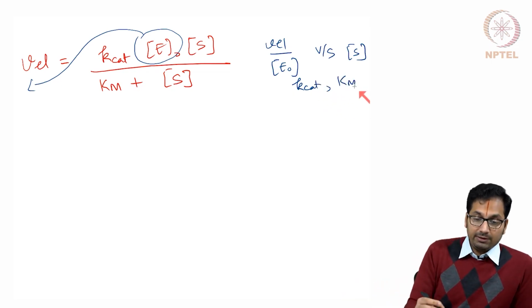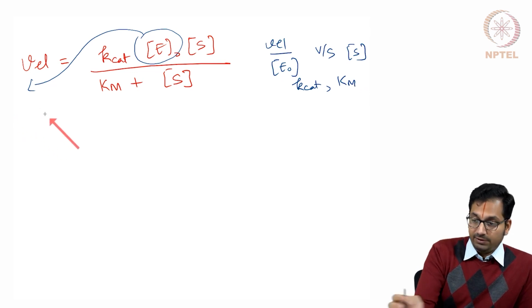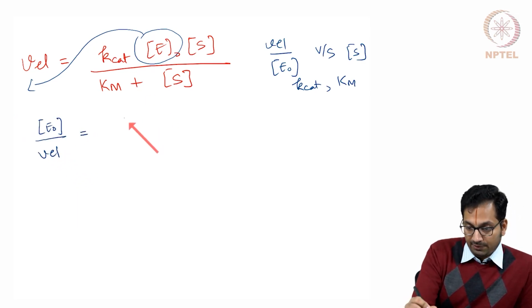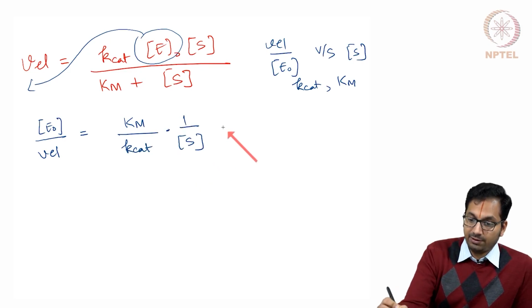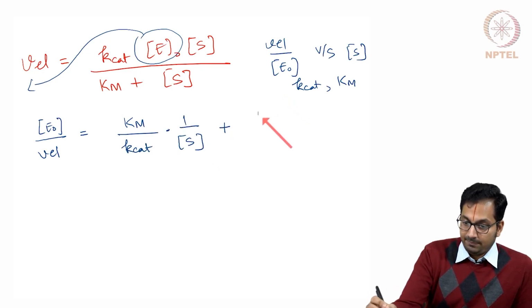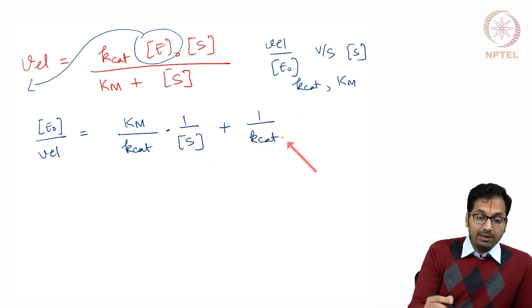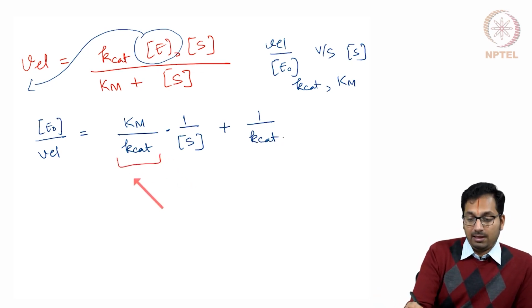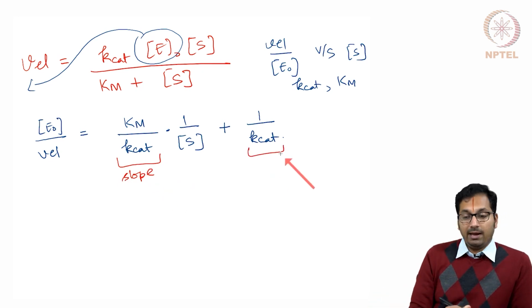So now what we are trying to say is that let us say we take the reciprocal of this, it is going to be E0 by V, that is going to be equal to Km over Kcat times 1 over S, the substrate concentration, plus 1 over Kcat. So what we are able to realize is that we will get the slope of this fit as Km over Kcat, while the intercept will be 1 over Kcat.